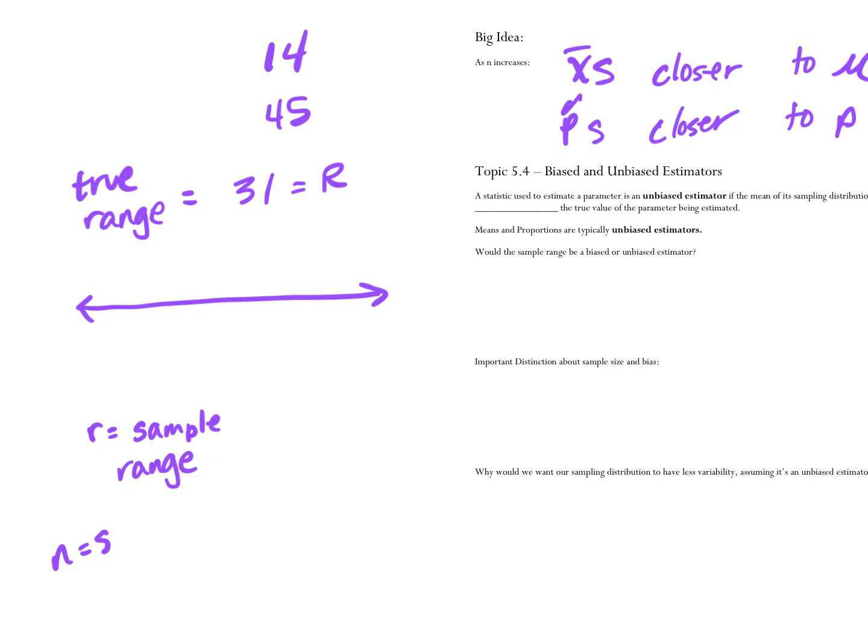Alex, how old are you? 17. Anybody older than 17? And then Callie is 14. So what is the sample range for that group, 17 and 14? 3.